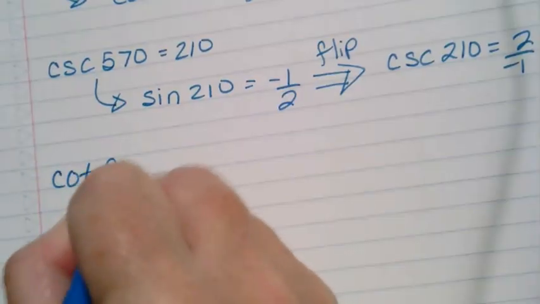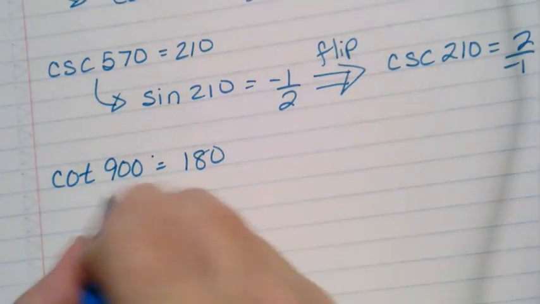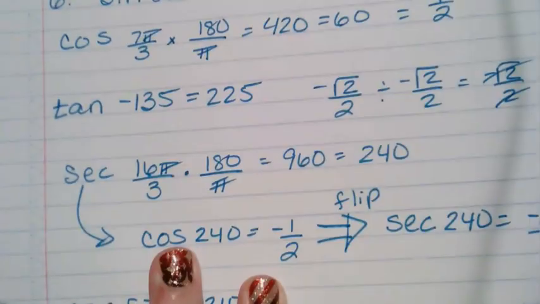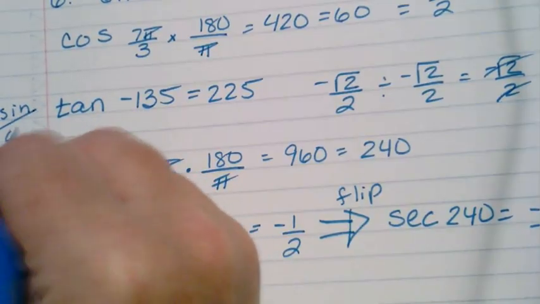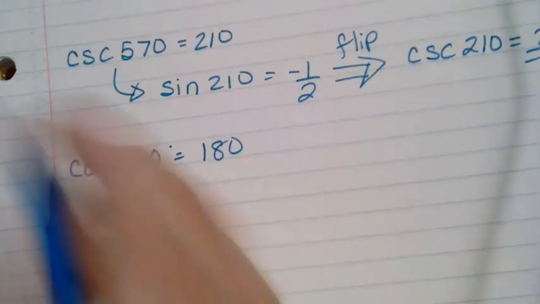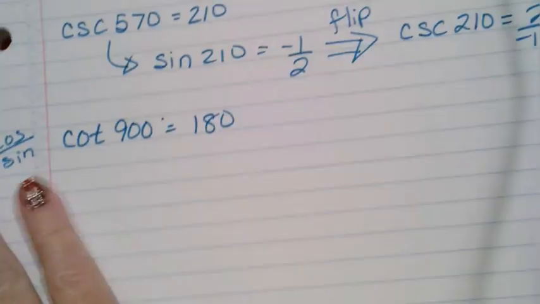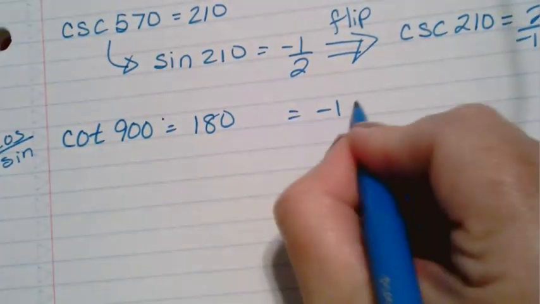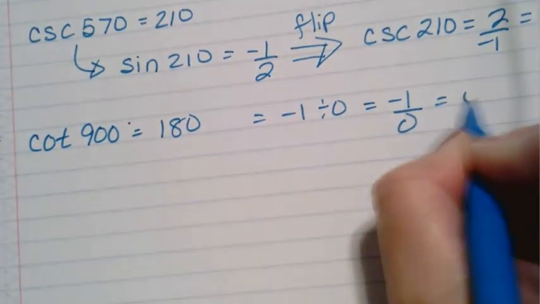And then last but not least is cotangent of 900. Subtract to get 180. So remember, tangent, let me come back all the way up here. Can y'all see that? Tangent is sine over cosine. Cotangent is cosine over sine. So cosine of 180 is negative 1 divided by 0, sine of 180. So that's negative 1 over 0, which is undefined.